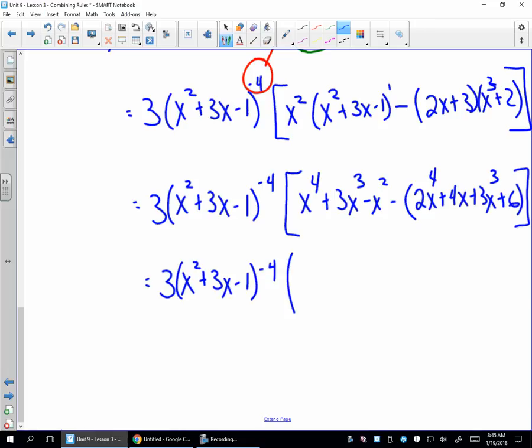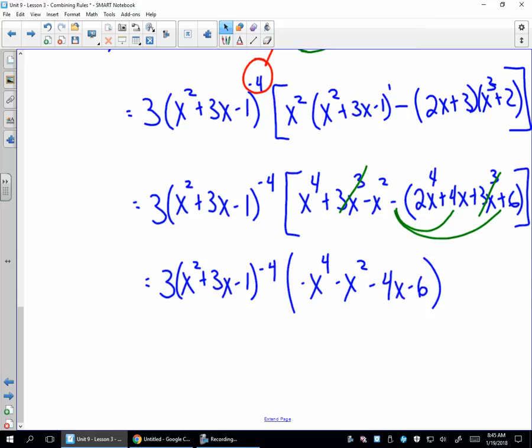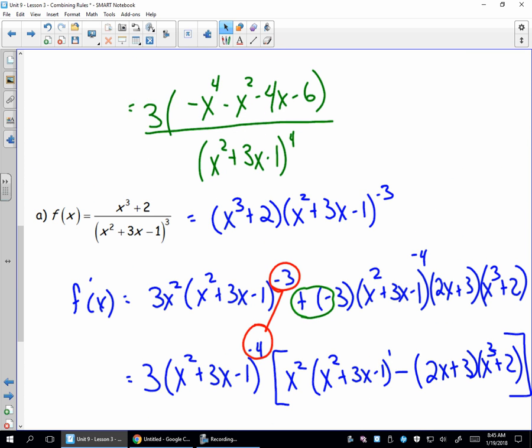And what do we get? 4x to the 4 minus 2x to the 4 gives me a -x to the 4. These two things are going to cancel out again. I've got minus x squared. I've got a -4x and a -6. And there's my answer. And if you stop and look for a second at our previous answer, we had this one. Oops, put this all together here.